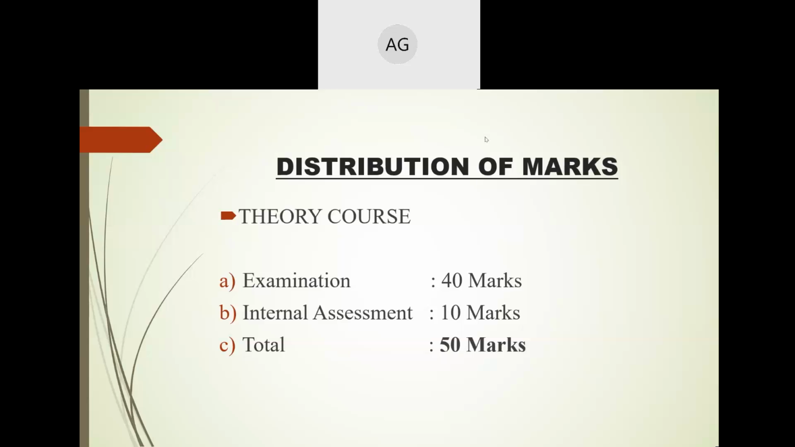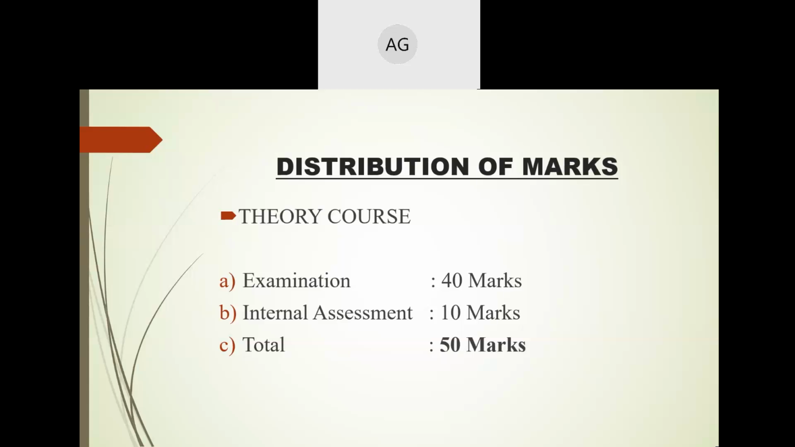So the division is as follows. The theory paper conducted by the university at the end of the semester would be of 40 marks. The internal assessment, called in short IA, would be for 10 marks, and totally the sum of these gives you 50 marks. So kindly understand that it is a 50 marks paper.